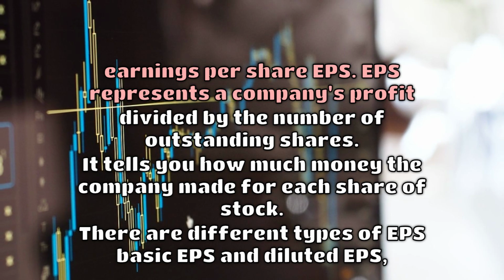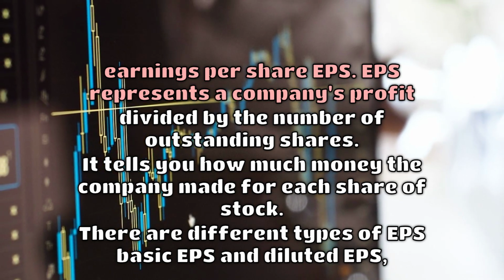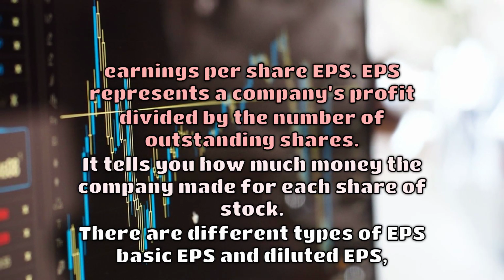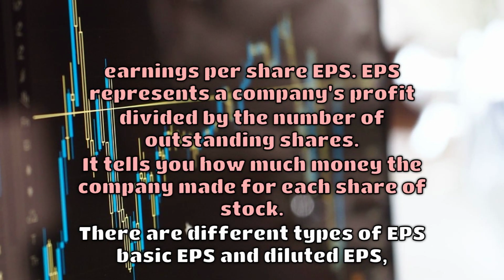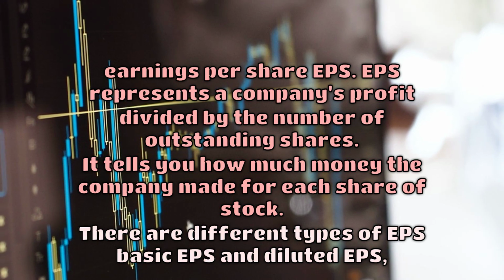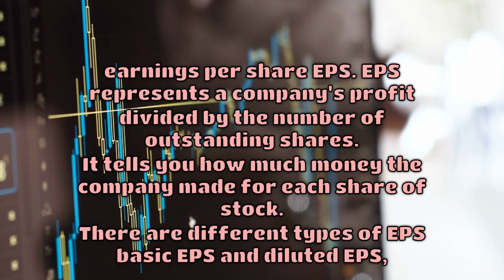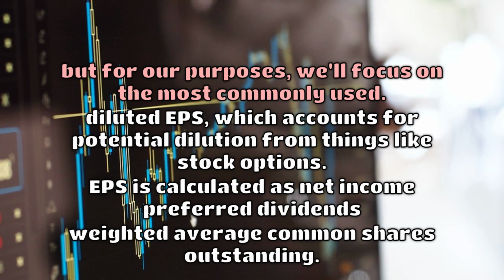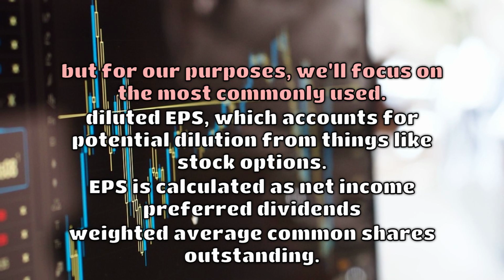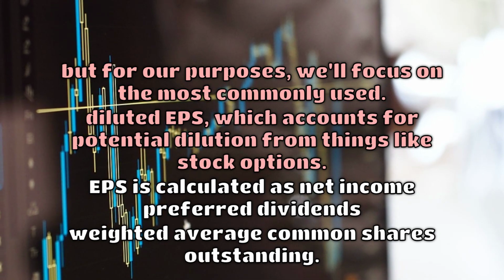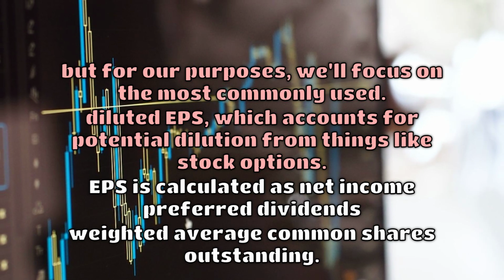Earnings per share, EPS. EPS represents a company's profit divided by the number of outstanding shares. It tells you how much money the company made for each share of stock. There are different types of EPS, basic EPS and diluted EPS, but for our purposes, we'll focus on the most commonly used, diluted EPS, which accounts for potential dilution from things like stock options.